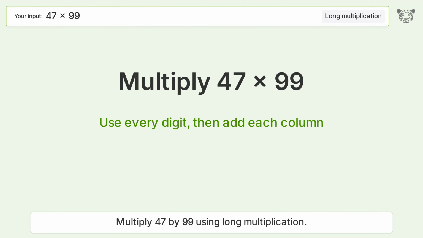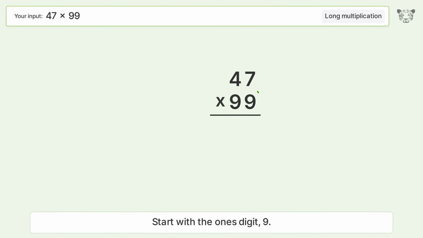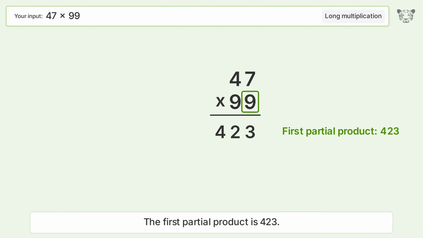Multiply 47 by 99 using long multiplication. Start with the ones digit, 9. 9 times 7 is 63. Put 3 in this column and carry 6. 9 times 4 plus the carried 6 is 42. The first partial product is 423.